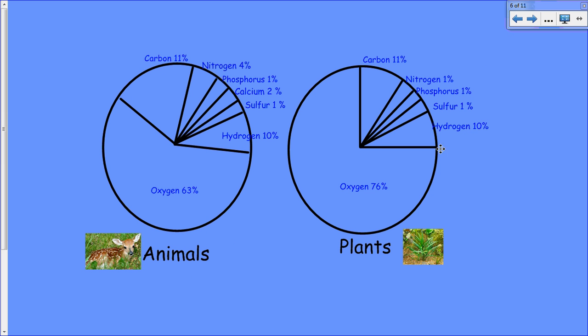Living things also contain different elements. Plants and animals are mostly made up of oxygen, but they also have hydrogen, carbon, plus other elements in smaller amounts.